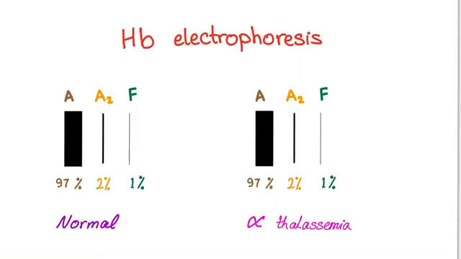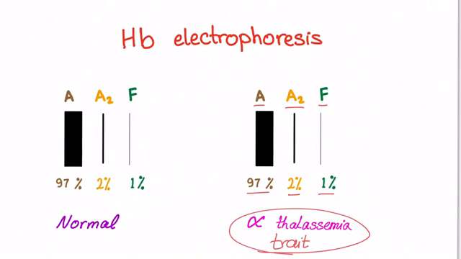So, hemoglobin electrophoresis tells me the percentage of each type of hemoglobin. Normally we have 97% hemoglobin A, 2% hemoglobin A2, 1% hemoglobin F. However, in alpha thalassemia trait, I'm talking about the trait, okay, 97% hemoglobin A, 2% hemoglobin A2, 1% hemoglobin F. So in alpha thalassemia trait, hemoglobin electrophoresis is completely normal.